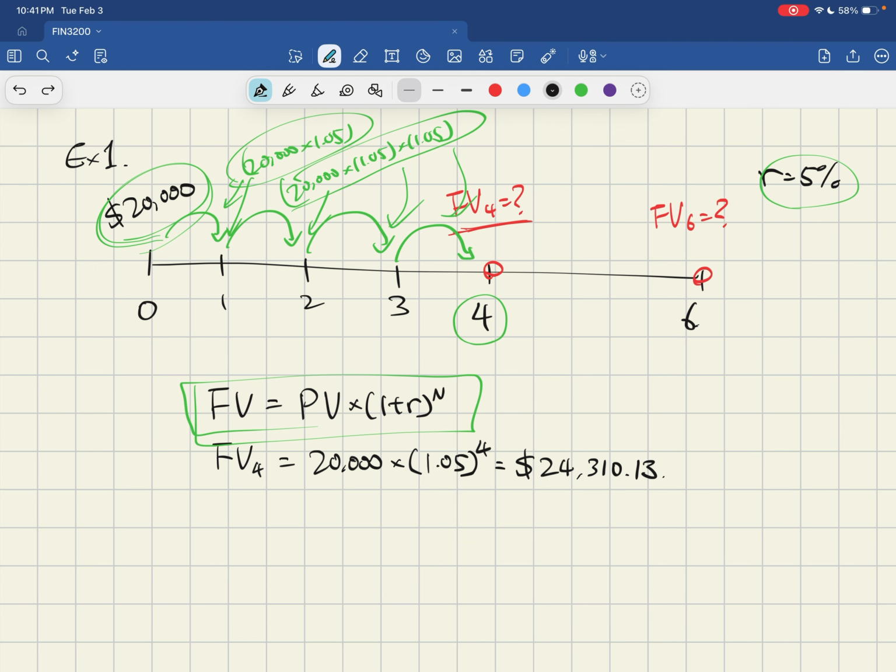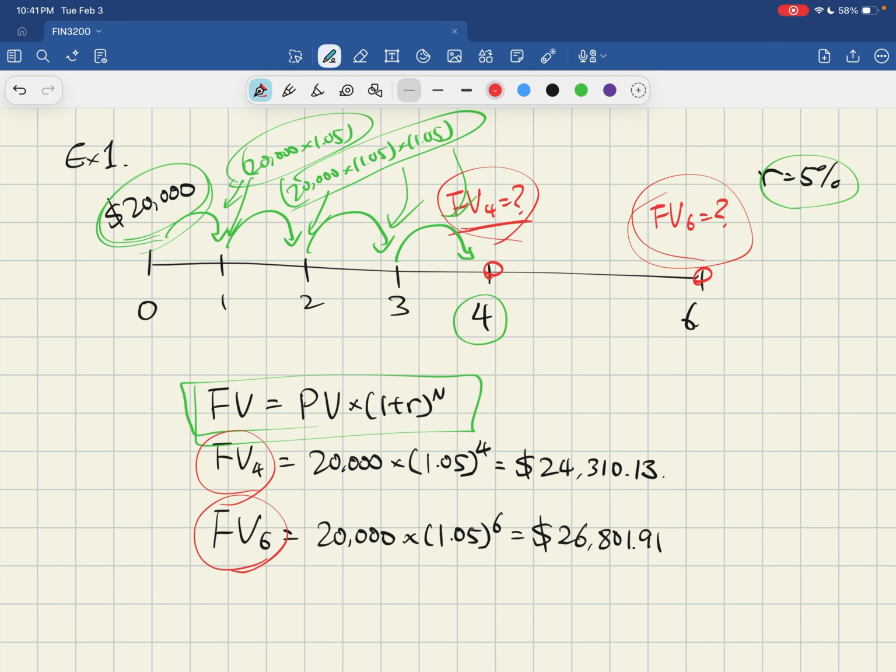So future value in year 6 is the same thing. 20,000 times 1.05 to the 6th power. Now we have 6 years of compounding, and the answer for part B is 26,801.91. Okay, so we solve for this and this.